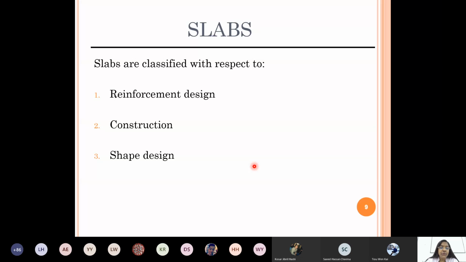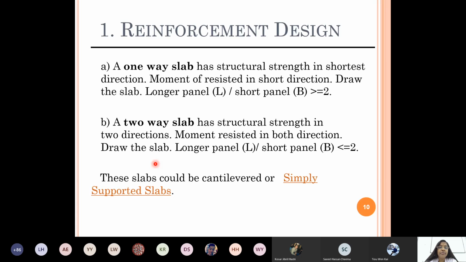Slabs are classified with respect to reinforcement design, construction, and shape design. Mainly they are classified based on design, whether it's reinforced or non-reinforced; construction, what type of construction, precast or in situ; and shape design, different shapes and different types of design. You cannot have the same monotonous design for all slabs, because different shapes need different types of bar bending and different types of materials to get the required shape.